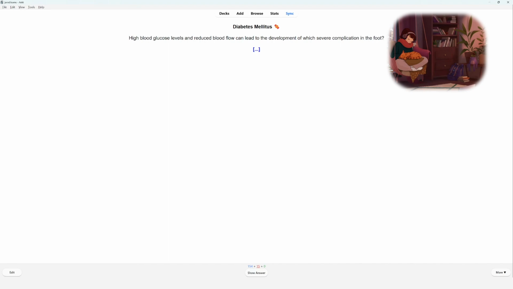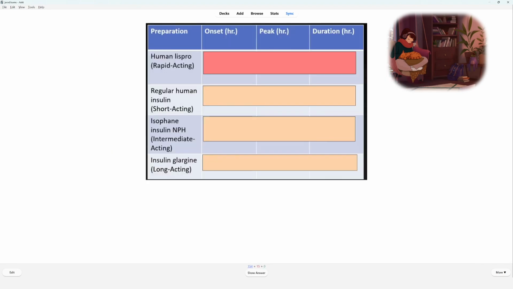This is diabetic foot ulcers, back, Lispro. Onset's 15 minutes, peak 1 hour to 2 hours, 2 to 4 duration. Okay, 15 minute onset, 30 minutes to an hour and a half peak, duration 5.